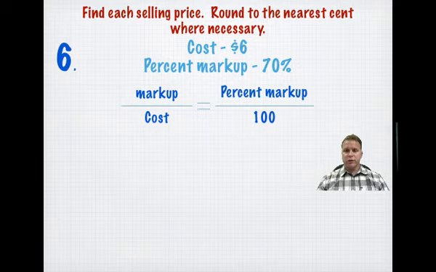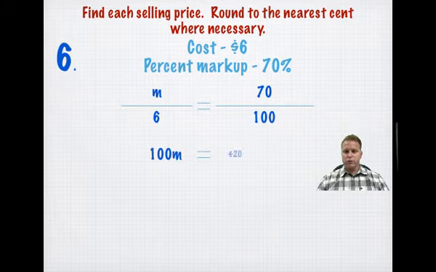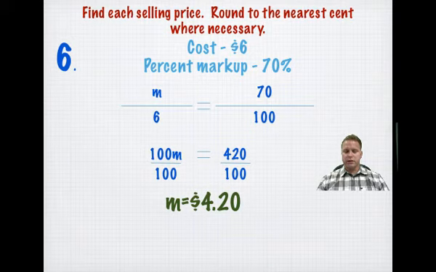Number 6, we've got a cost of $6, a percent of markup of 70%. Would you please plug in where you think things should go, and then I will help you solve it this time. But let's see if you know where to plug things in. So you should know that the 6 goes here, the 70 goes there, and we're going to use M for markup. So we'll cross multiply, and we'll get 100M is equal to 420. Divide both sides by 100, and you get the markup is $4.20. So that's our answer.